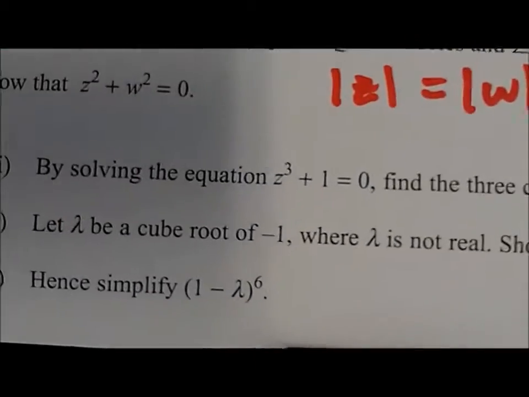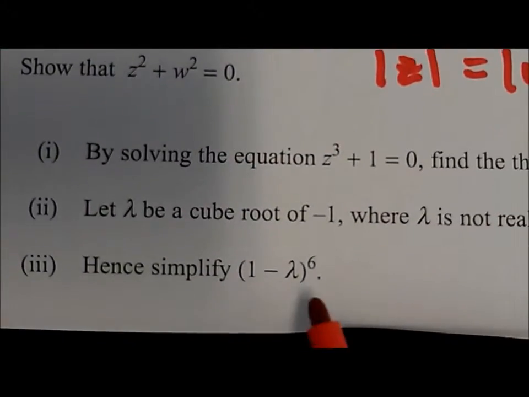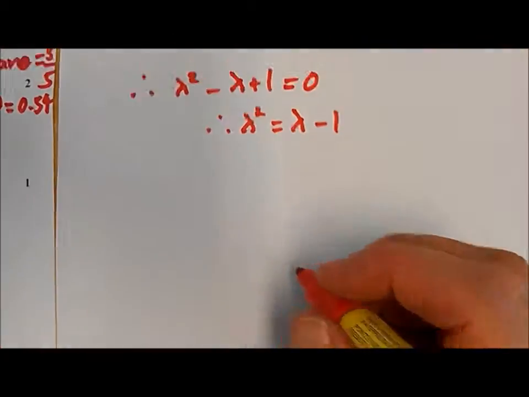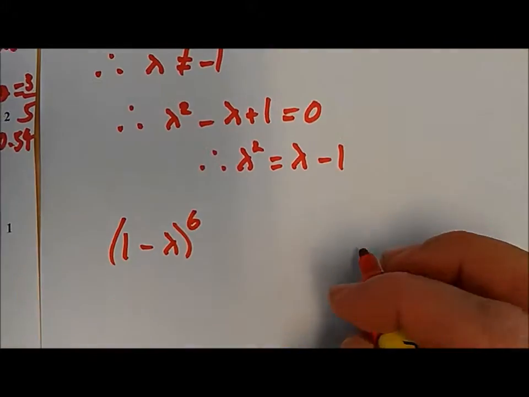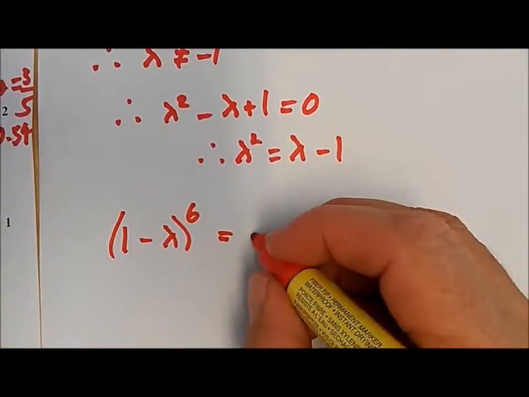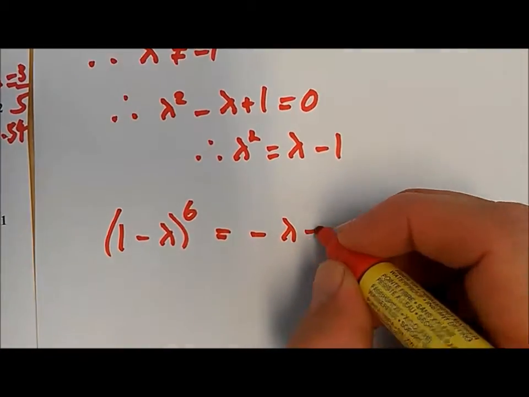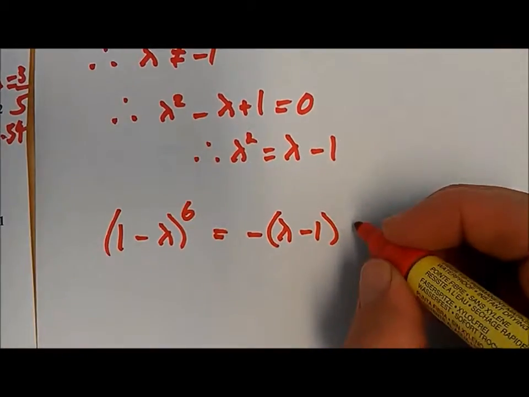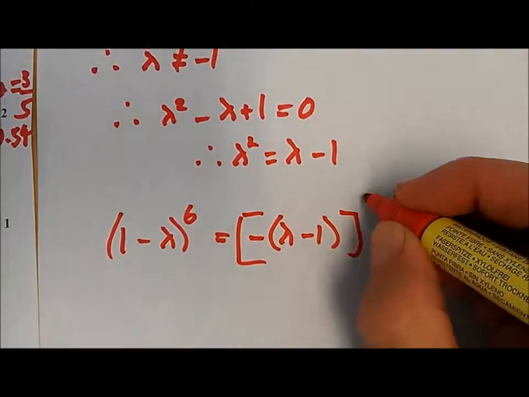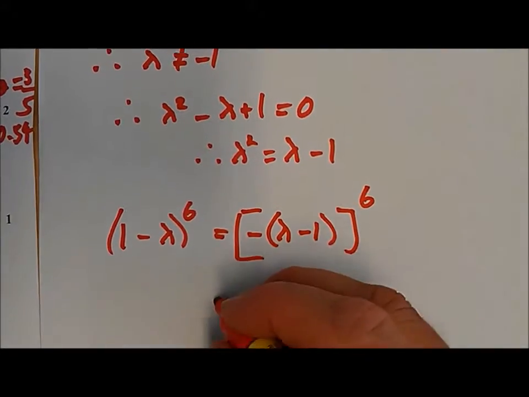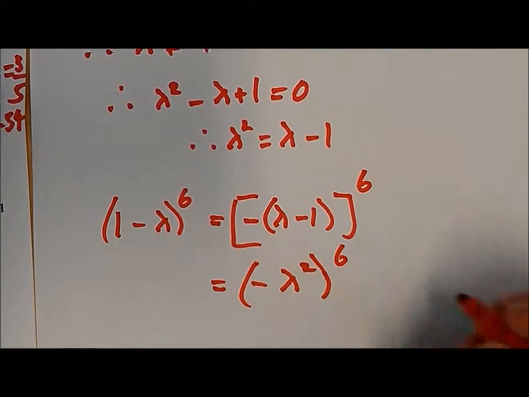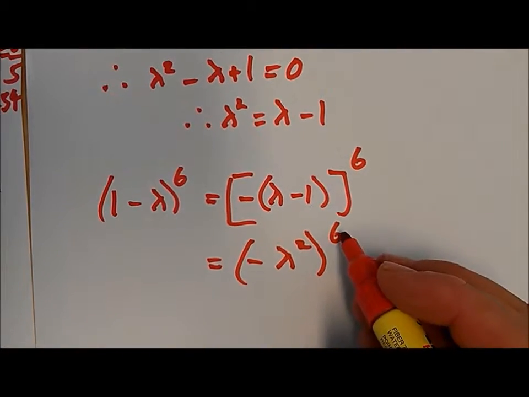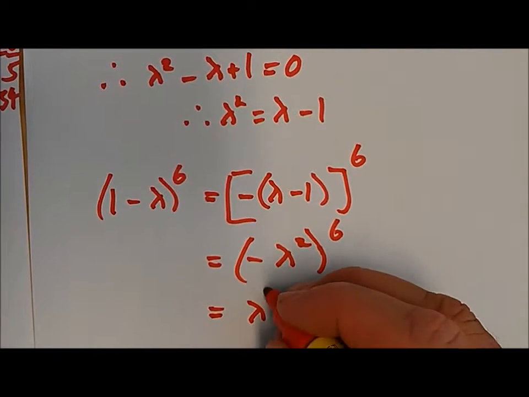The next part, again very neat: hence simplify (1 minus lambda) to the 6. So I've got (1 minus lambda) to the power of 6. Well, that's equal to (negative lambda minus 1) to the power of 6, which is equal to (negative lambda squared) to the power of 6. Now, raise it to an even power, get a positive. That gives me lambda to the power of 12.